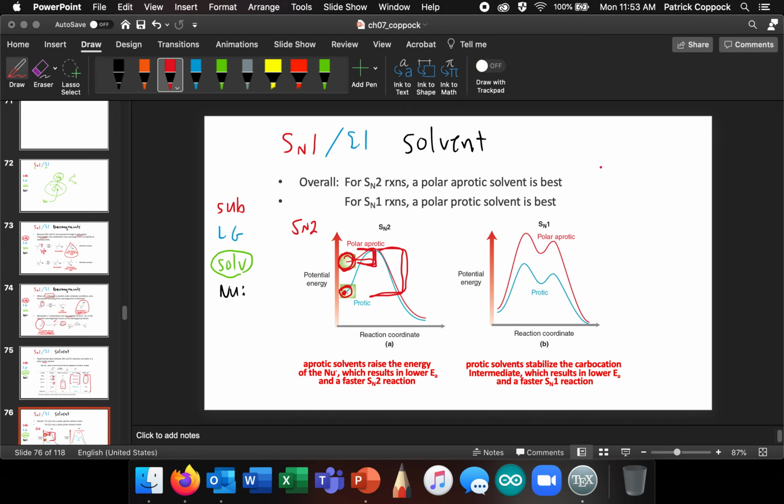Now remember for an SN2, the rate is equal to k times substrate times nucleophile. This is SN2, but in SN1, the substrate is the rate limiting step. So the stability of the nucleophile doesn't matter as much. Consequently, the fact that protic solvents stabilize the carbocation intermediate better, they stabilize the result of this better, it turns out we get a faster reaction with a protic solvent.